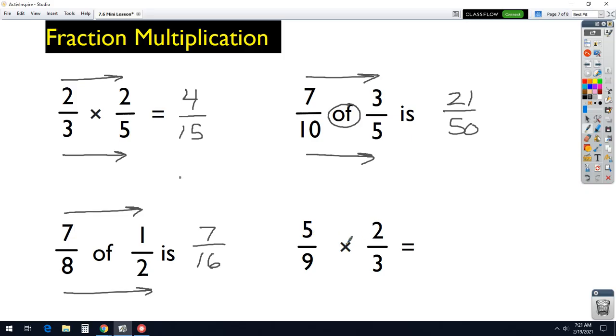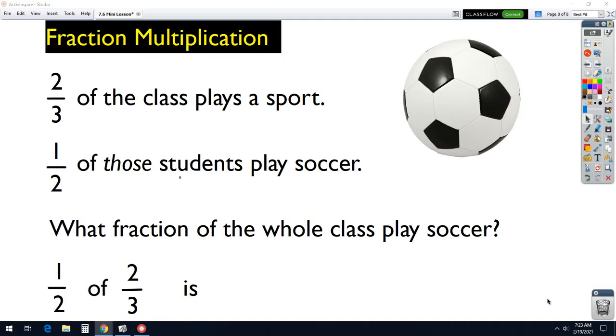And back to the old multiplication sign. Numerator times numerator, denominator times denominator. What is 5/9 times 2/3? It's going to be a number of 27ths. It'll be 10 27ths. And here's one last problem to close things out.